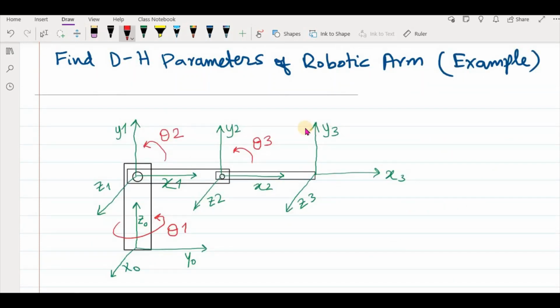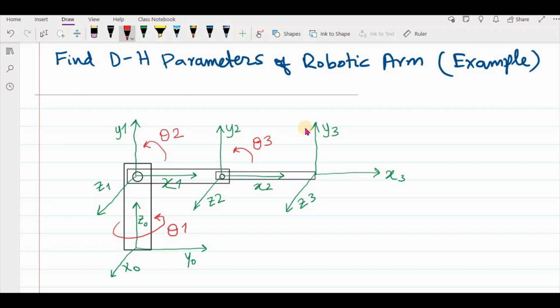So let's take another example where we have to find the DH parameters of a robotic arm. So here we have a robotic arm, and as you can see it has link 1, link 2, link 3. It has 3 links, and also it has 3 joints. So here you have 1 joint, and the robot can rotate along the z-axis. Okay, so this theta 1 angle shows that the robot rotates about the z-axis here. So this whole link can rotate.